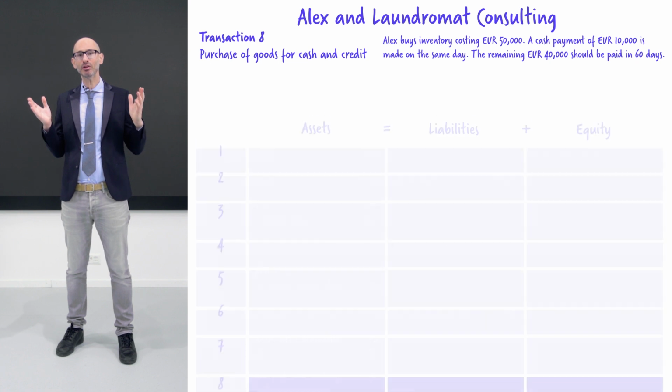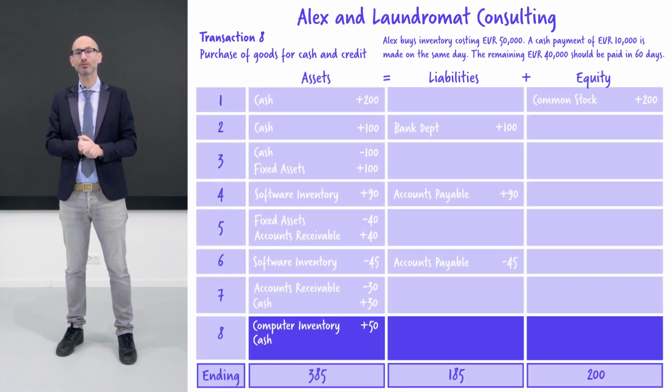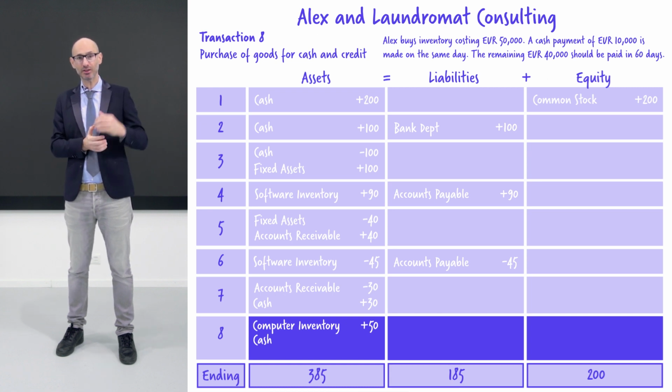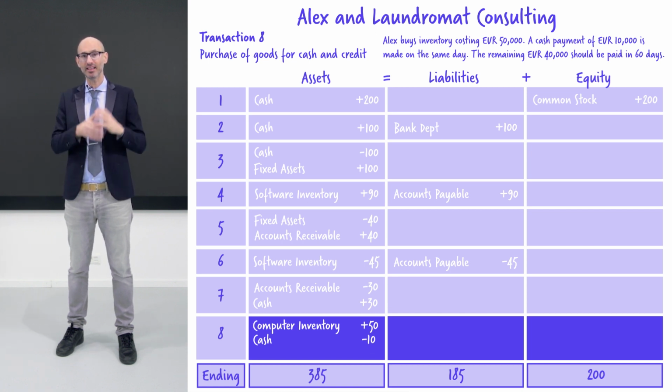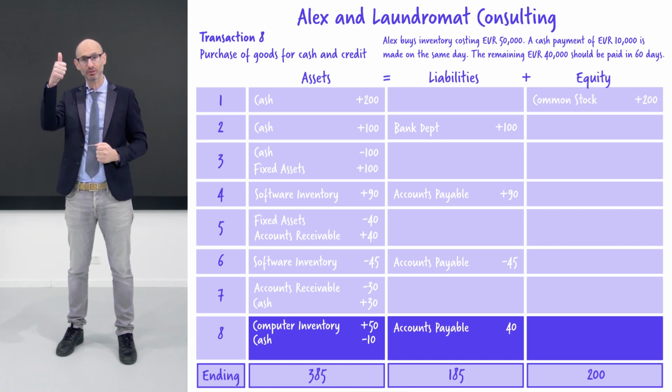Here we create a new inventory account called computer inventory, and the number is $50,000. Given that we paid $10,000 in cash, we reduce our cash account by $10,000. We also now owe the supplier $40,000. And this goes under accounts payable, and it increases by $40,000.